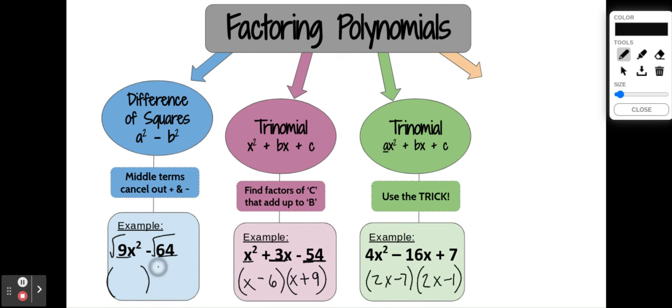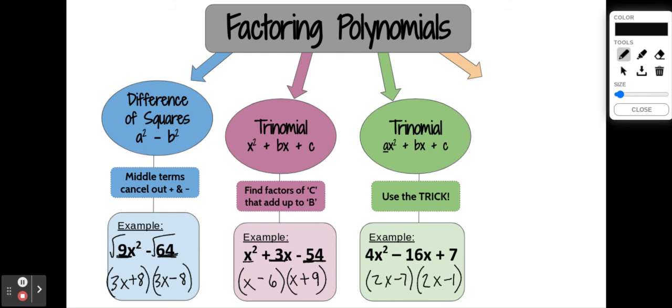So let's get ready to factor here. The first term, the square root of 9x squared is 3x, because 3x times 3x is 9x squared. Then the 64. Now the square root of 64 is 8. That's going to give us the last term in both of the binomials. Now in order for that middle term to cancel out, they needed to be a sum and a difference. So one of them is a plus and one of them is a minus. And that's how that middle term is going to cancel out.